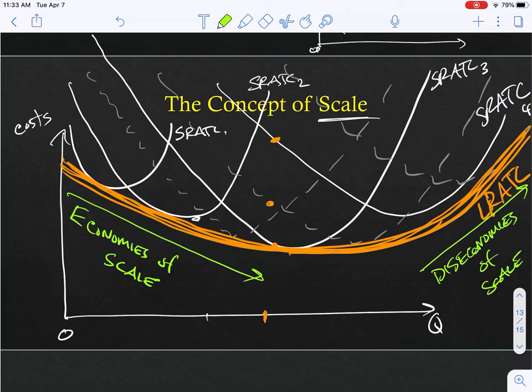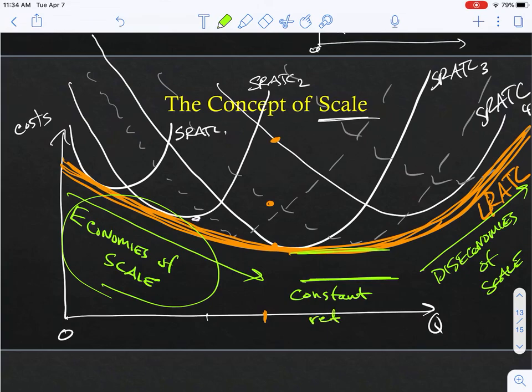And sometimes these are called decreasing returns to scale, and sometimes over here on economies of scale, they call them increasing returns to scale. So this would be increasing returns to scale over here. This would be decreasing returns to scale. It's also possible that your long-run average total cost curve is kind of flat here in the middle. And in this section, you could have constant returns to scale.